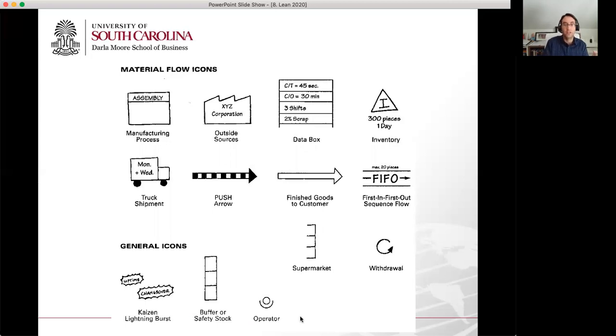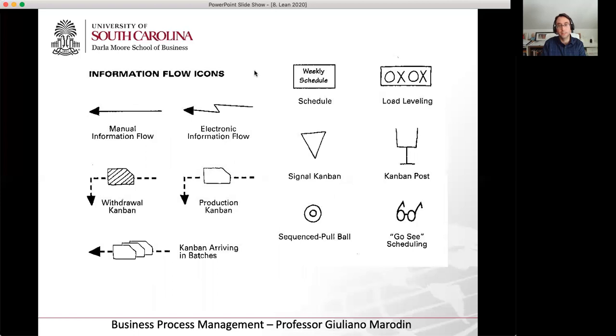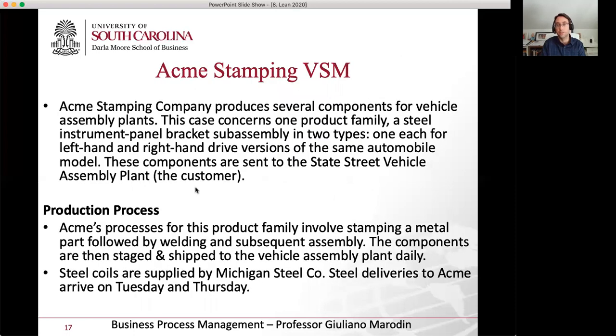These are symbols of value streams, so I'm not going to look at this in great detail, but you can see there are a lot of symbols out there. Assembly, that's the process step, that's a plant, that's information, that's inventory here, truck, push arrow, pull, FIFO, we're going to see what that is, and there are others here for information flow, so manual flow, automatic flow. This is not only electronic, but automatic. And other things that we're going to see later on.